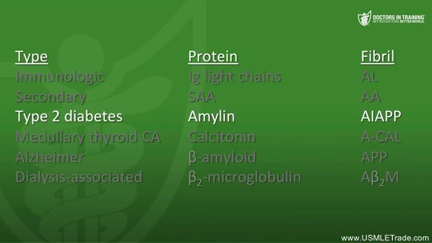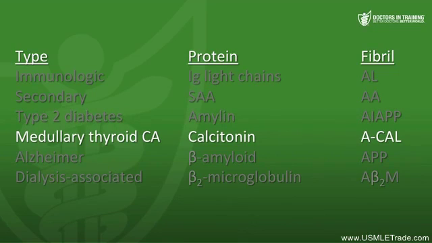You can also have excess amylin. Amylin is a minor hormone that's secreted by the pancreas along with insulin. And in cases of type 2 diabetes, where there's insulin resistance and the pancreas is working overtime to make extra insulin, the pancreas is also going to be making extra amylin. And that's going to form an AIAPP protein that's going to cause amyloidosis.